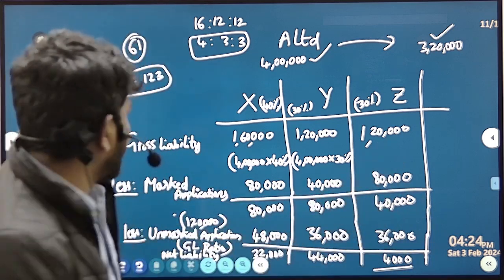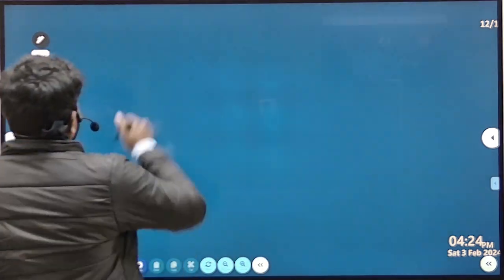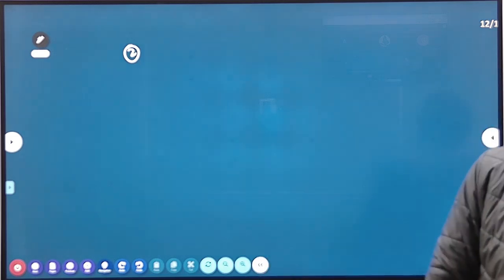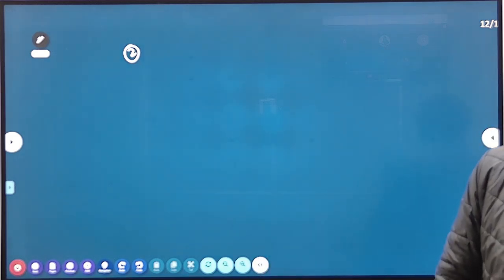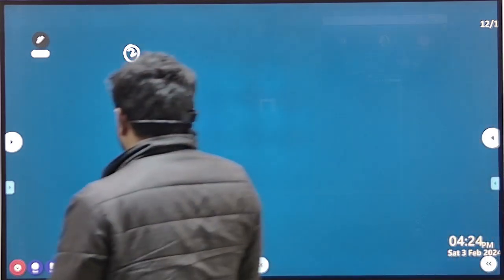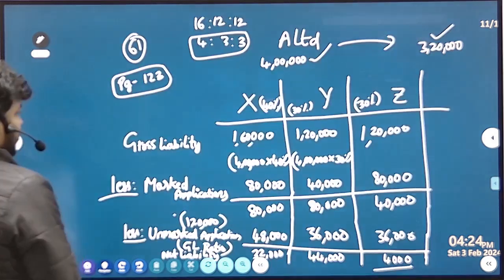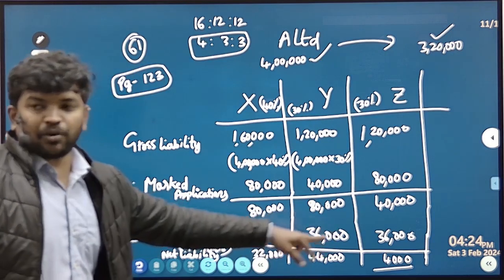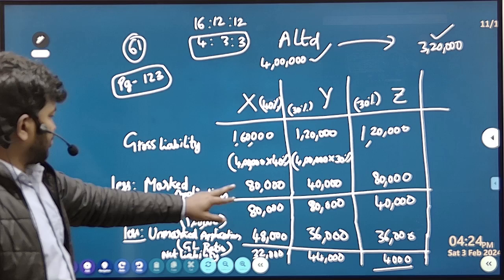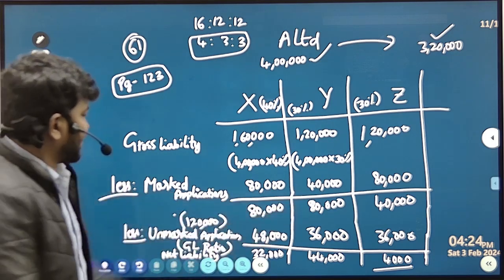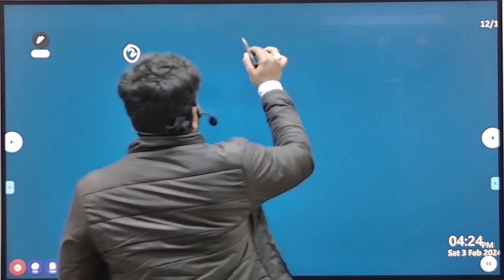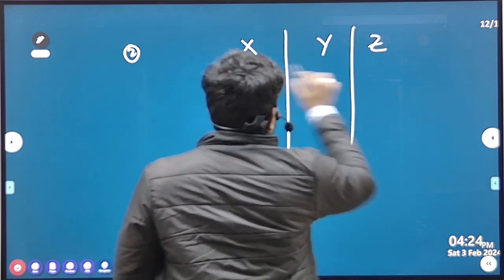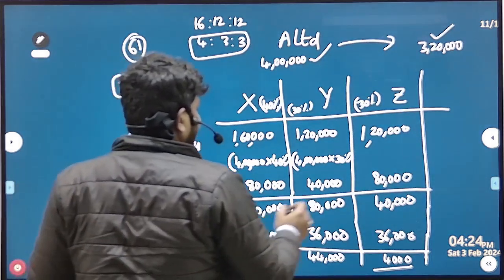This is the first point. We have similarly a second point also. What is the second point? Unmarked applications are apportioned in the ratio of gross liability less marked applications. Till here it is the same. Okay. Till here the process is the same. Gross liability minus marked applications: 80, 80, 40 for X, Y, Z.